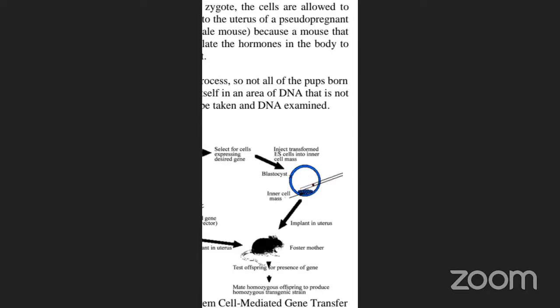The blastocyst will be actively dividing, so we have to introduce these embryonic stem cells into the blastocyst. And this embryo, we have to place back into the foster mother. Foster mother is nothing but a surrogate mother. Now this surrogate mother will give rise to another mouse which will be transgenic.